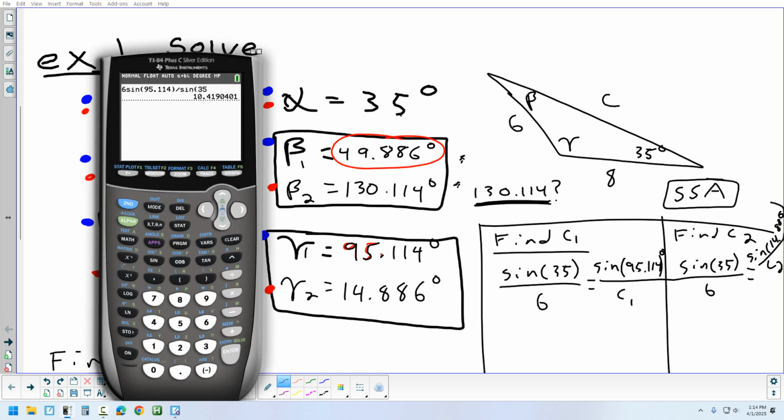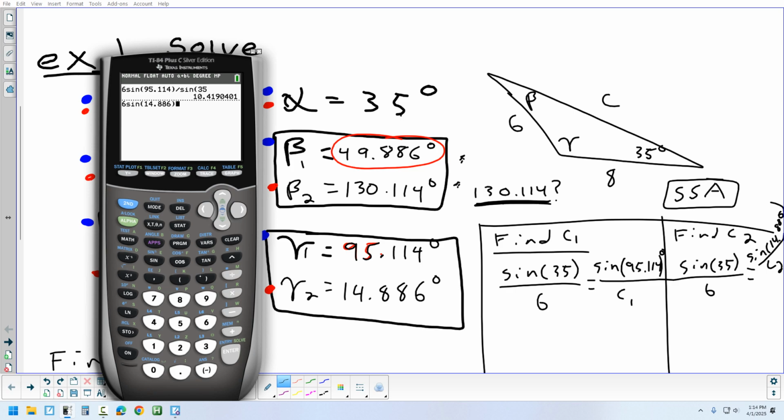Okay, and Logan, can you tell me what I'm going to type in for C2? Sine 35 divided by 6. Well, we have to cross multiply that proportion like we did the first one. So it's going to be 6 times sine 14.886, and then sine 35 times C2.